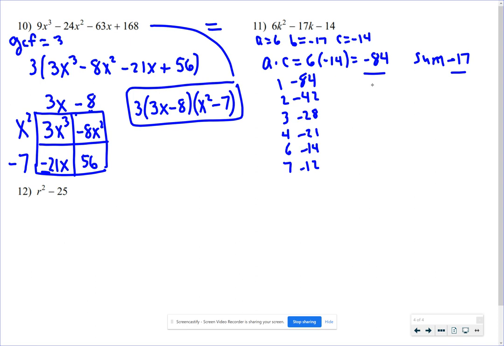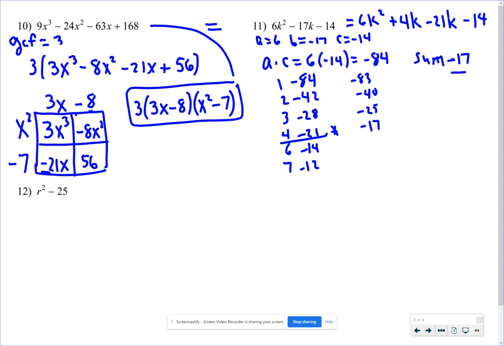Let's see if any of these work. What's the sum need to be? Negative 17. Here we have a sum of negative 83, negative 40, negative 25, negative, oh, there it is, negative 17. I don't need to go any further. Okay, so I'm going to go ahead and draw my box. Remember what we're doing. We're taking this polynomial, we're writing it as, there's my factor pair, negative 17k, we're writing it as 4k minus 21k. 4k minus 21k is negative 17k.